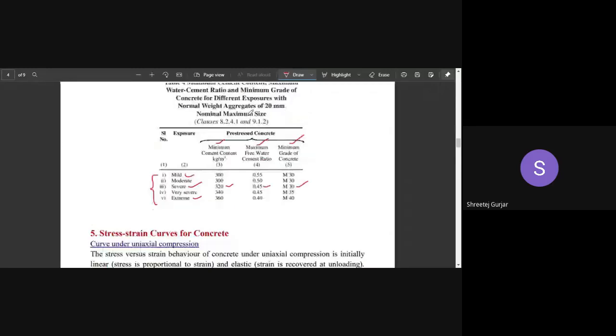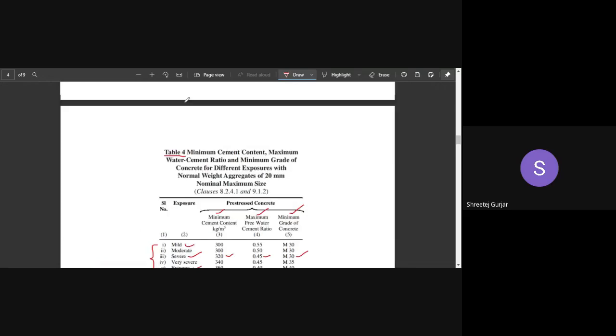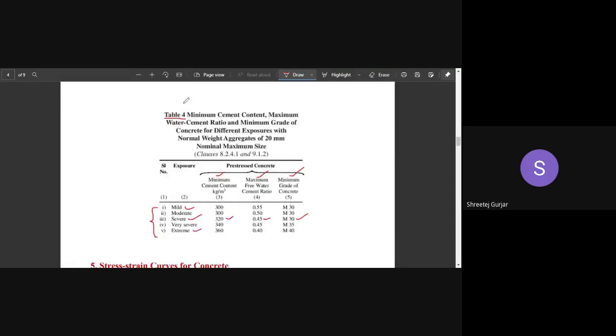So this table helps us in determining the minimum grade of concrete, the maximum free water to cement ratio, and the minimum cement content required. This table is very helpful. Remember Table number 4 in your IS 1343. This is related to durability: exposure condition and your minimum grade of concrete based on your exposure condition.